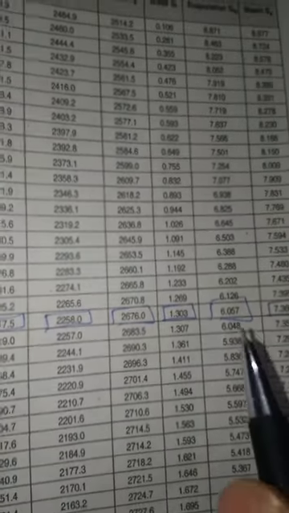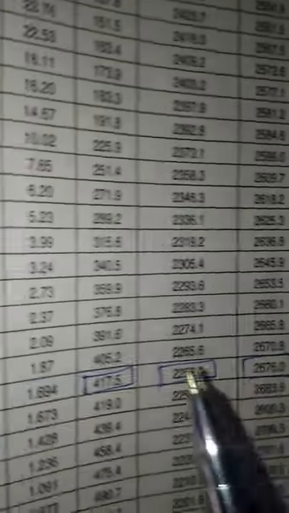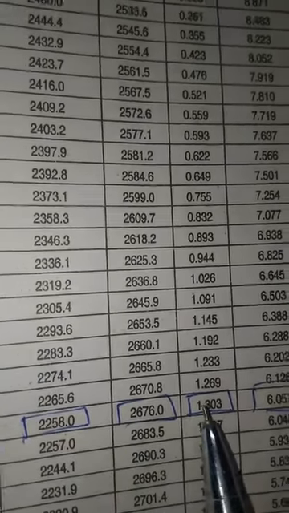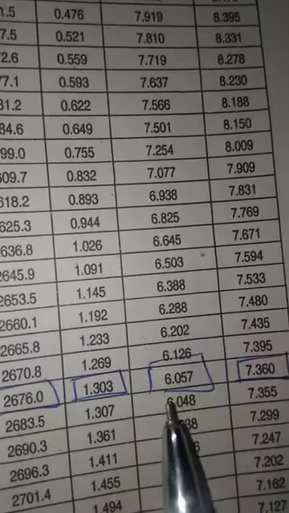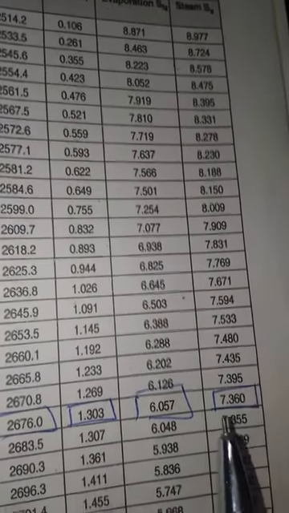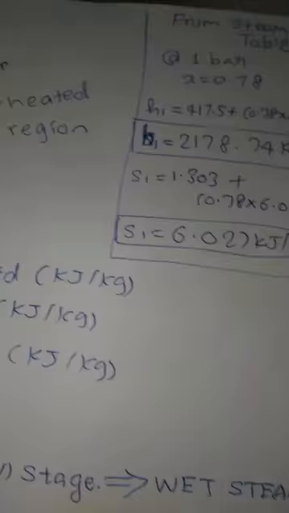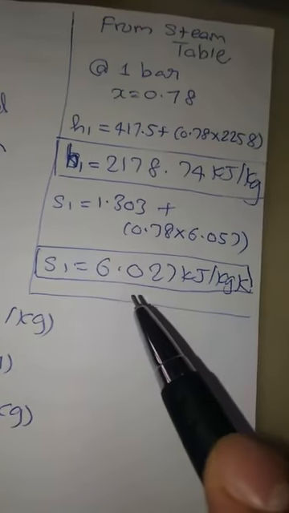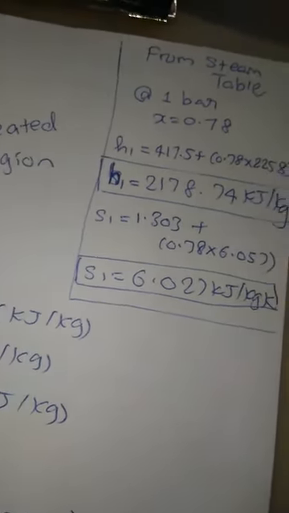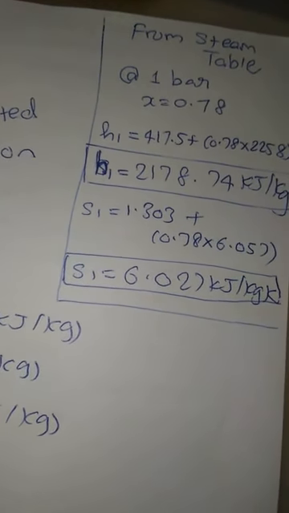Now for specific entropy, look at this point: sf, pressure is 1 bar, and the value of sf is 1.303. sfg's value is 6.057, and sg value, meaning entropy of the pure vapor, is 7.360. So our answer was 6.027. It is less than sg, means the entropy's value is also less than the entropy of pure vapor for wet steam.